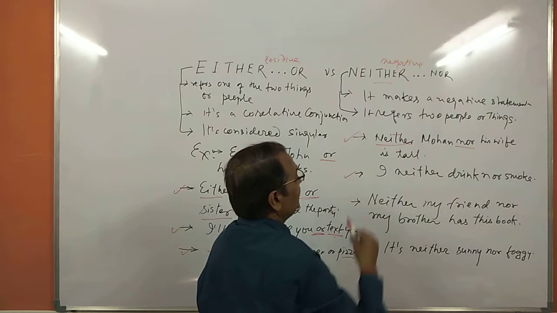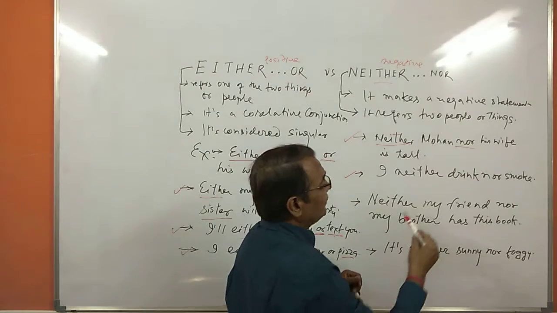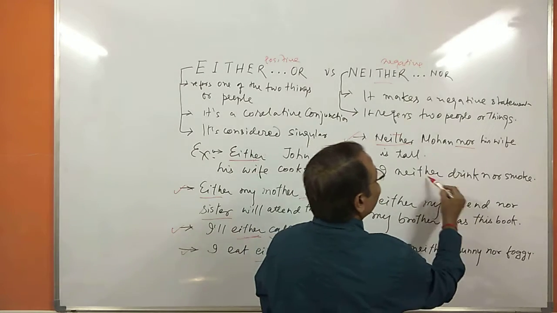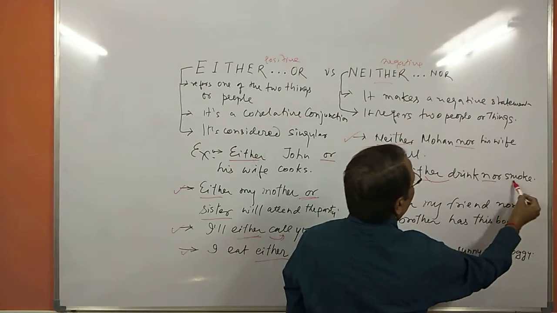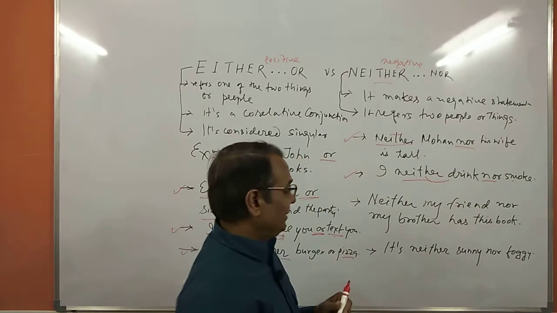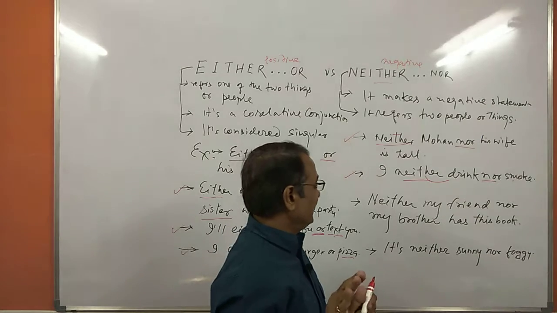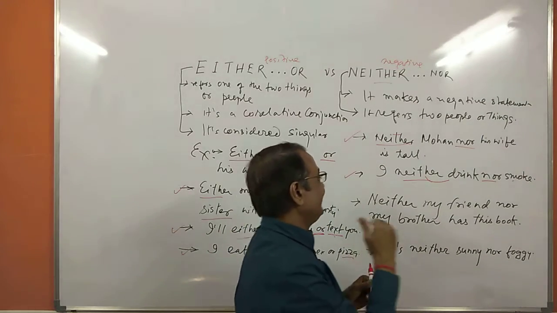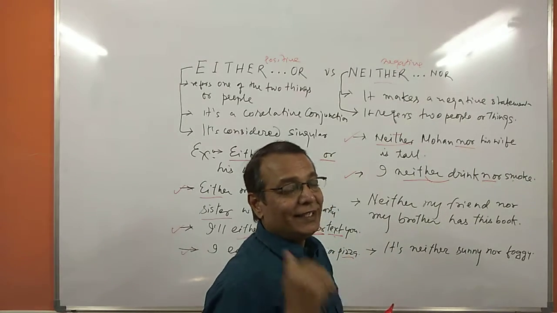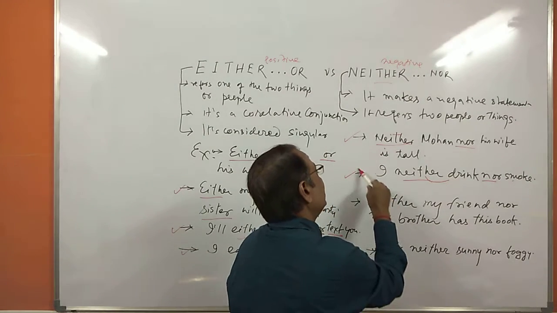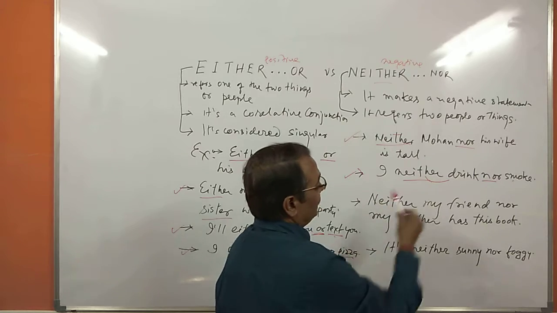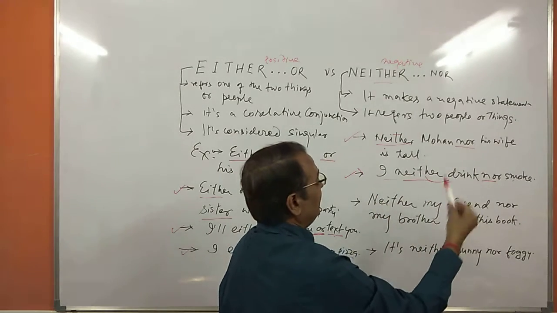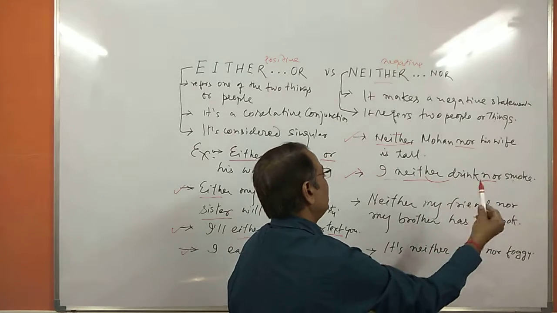The next example is I neither drink nor smoke. I'm a good person actually, right? So I neither drink nor smoke, means I do none of the things, right? I don't drink, I don't smoke, right? So this is the beauty of conjunction, that in one sentence you can express two things using neither nor. So it gives a sense that I do not drink, I do not smoke, and I neither drink nor smoke.